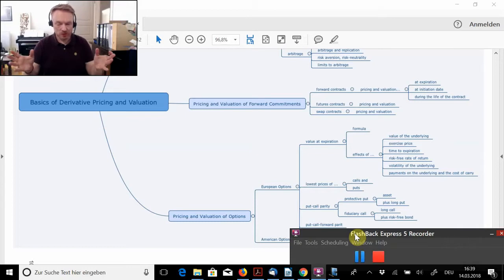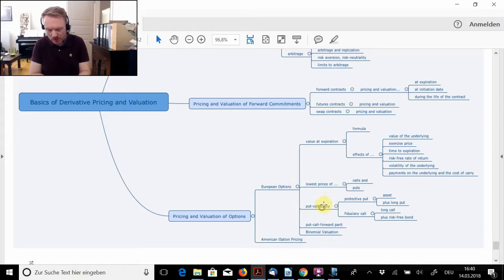We need to talk about the put call parity. We need to be talking about the fiduciary call and the protective put. As we can see in our mind maps for CFA Level 1, there are certain strategies when it comes to options, when it comes to call options and put options. And this strategy we'll be talking about is the put call parity.